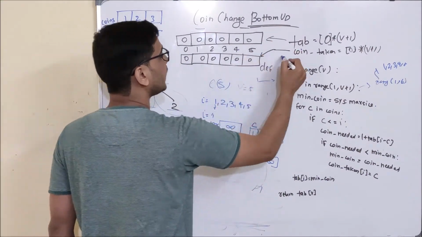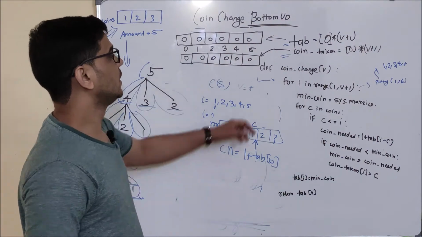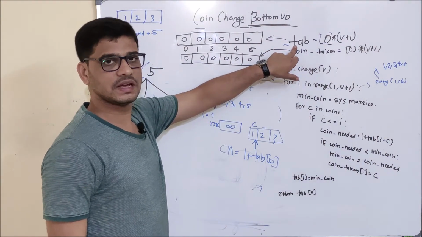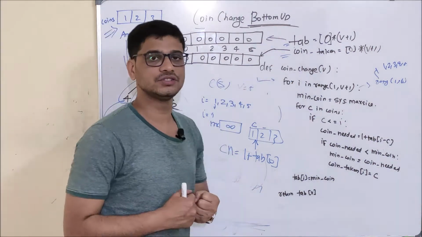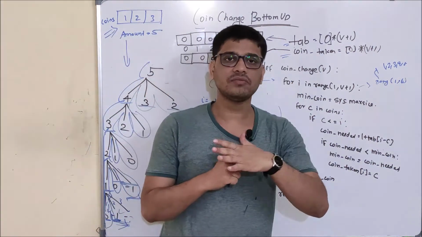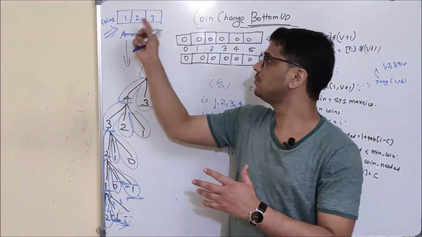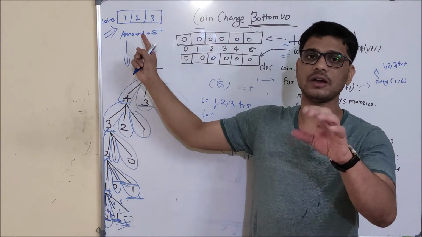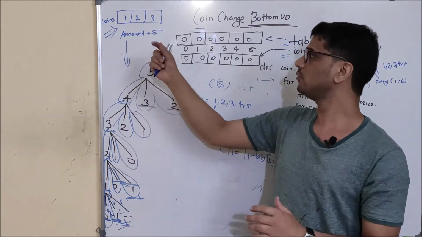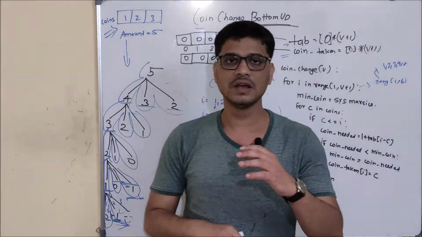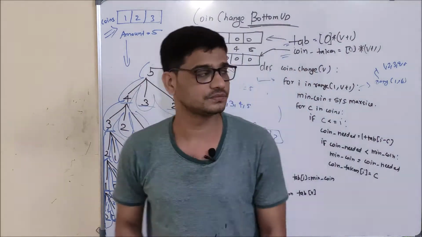And one more thing, I have written 2 lists here. And what are these 2 lists? See, tab is my bottom up table which I am going to update in my bottom up code, and coin taken. What is the coin taken list? See, if I have an amount of 5 and I have these 3 coins, then one of the coins is going to yield my optimal answer. So in this coin taken list, I am going to update that particular coin, that is, with the help of which coin I am coming to my optimal answer.